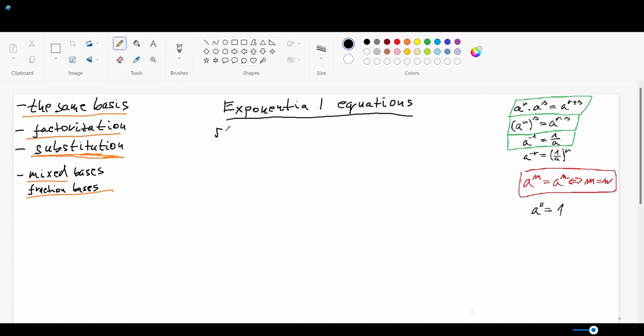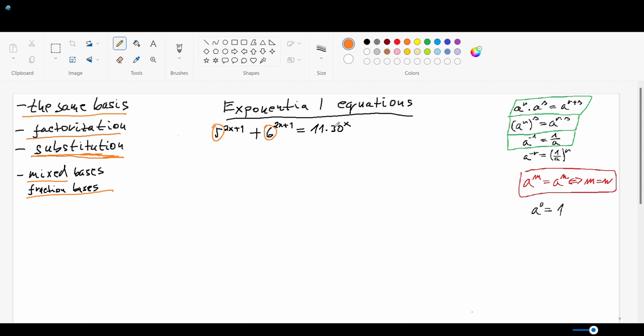Let's have the exponential equation 5 to the power of 2x plus 1 plus 6 to the power of 2x plus 1 is equal to 11 times 30 to the power of x. Why is it called mixed bases? As you can see, the base of our first exponential is 5, and the base of our second exponential is number 6.